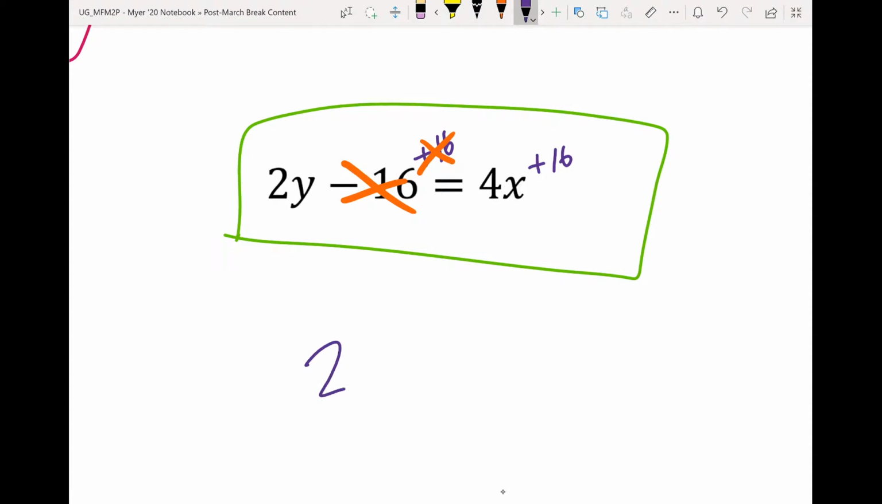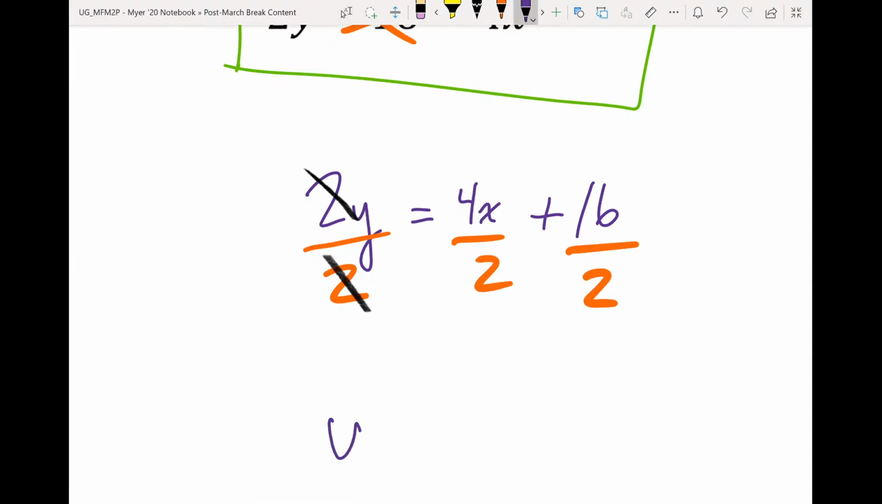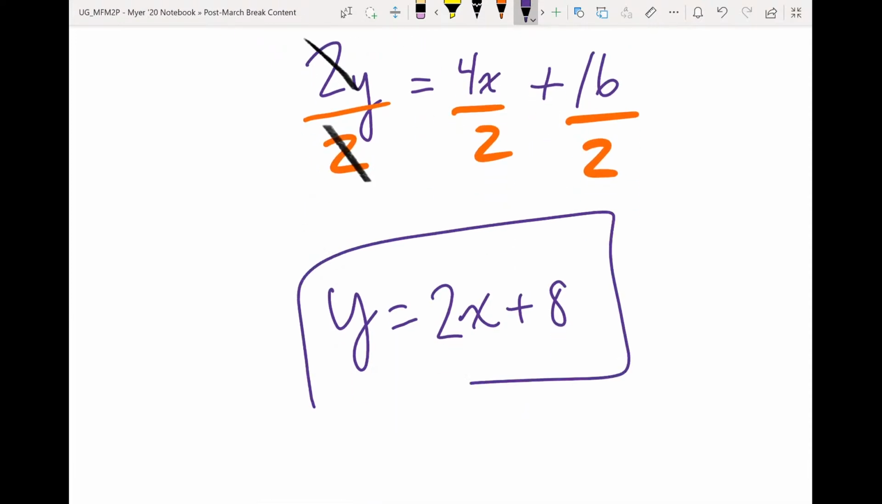And so I'd be left with 2y is equal to 4x plus 16. Now I want to get rid of that 2 that's attached to the y. So I will divide it by 2, and I have to do that to every single term. And I'm left with y equals 4 divided by 2 is 2, and then 16 divided by 2 is 8. And there's our answer.